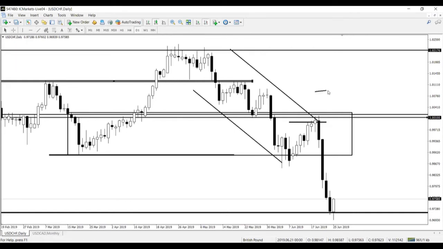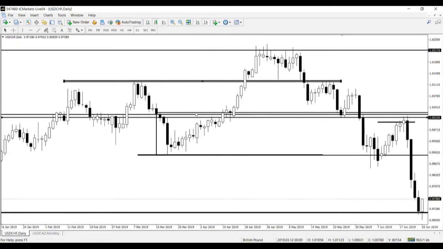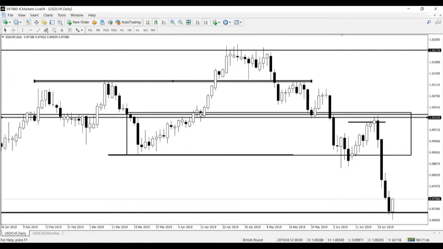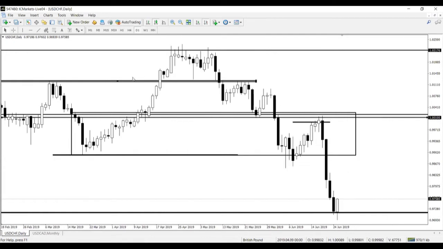I'll show you how I managed to catch my entry. We managed to raid the weekly high. This, as you can see over here, was the last bearish candle before price managed to run above this significant high.